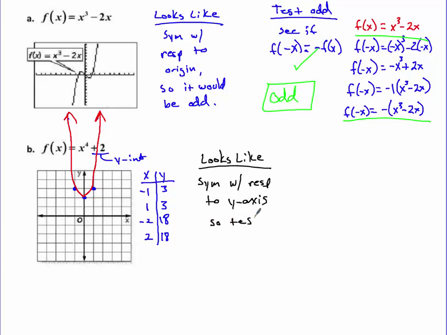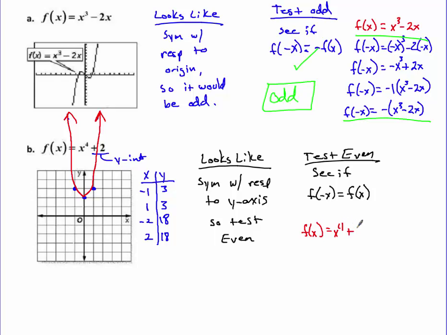So we're going to test to see if it's even. Remember, to test even, we need to see if f of -x equals the original f of x. So I'm going to start with my f of x. I have f of x equals x to the fourth plus 2. And now I'm going to check my f of -x. So -x to the fourth plus 2.